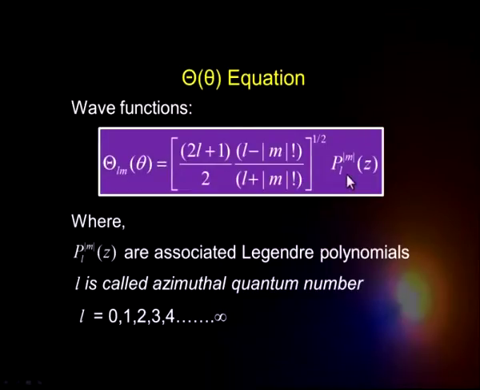Then another thing we get, in addition to the wave functions, is a new quantum number called L, which is called the azimuthal quantum number. We'll talk about its significance as we proceed further. This azimuthal quantum number has values of 0, 1, 2, that is, 0 and all positive integers up to infinity. So that is the second thing we get. When we solved the phi equation, we got two things, wave functions and a quantum number. When I solve the theta equation, I am getting three things. One, a series of wave functions. Two, a new quantum number called L.